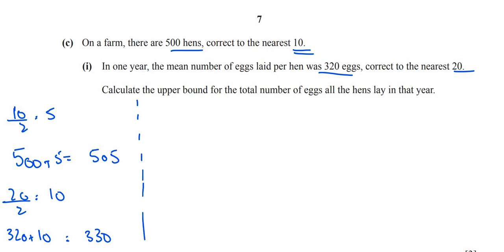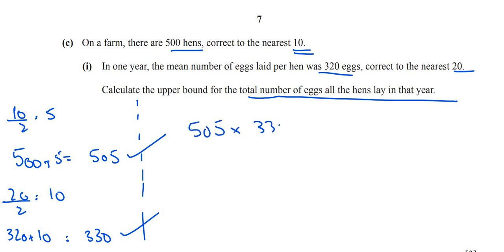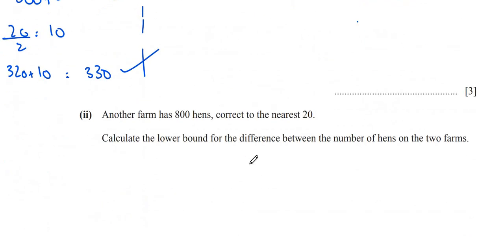All right. Since the question is saying calculate the upper bound for the total number of eggs all the hens lay in 1 year, we will take the upper bound of hens and the upper bound of the number of eggs. So we will do 505 multiplied by 330. We get 166650. Sorry, this is also 6. So this is your answer. Hope you guys understood this.